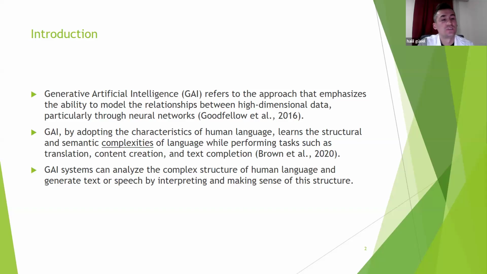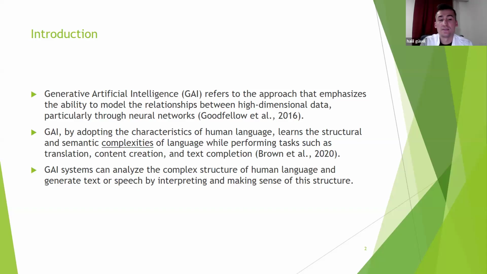Generative artificial intelligence refers to the approach that emphasizes the ability to model relationships between high-dimensional data, particularly neural networks, and GAI, by adopting the characteristics of human language to learn structural and semantic complexities of language while performing tasks such as translation, content creation, and text completion. I underlined some words because I couldn't spell them, sorry.